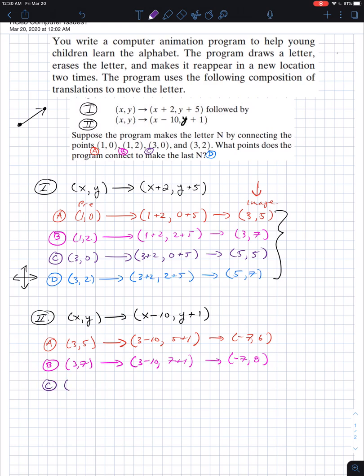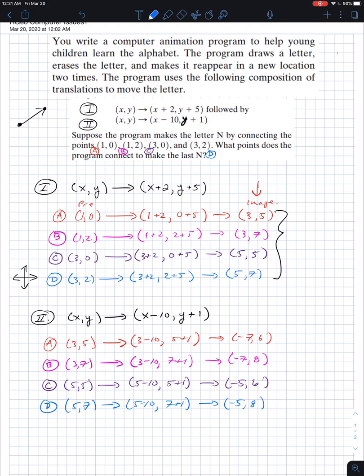So C, we have 5, 5. And that's going to be 5 minus 10, and 5 plus 1, and then we get negative 5 comma 6. And the last one we did in blue, so we'll finish off in blue here, and that will be 5 comma 7, and that's translated again: 5 minus 10 and 7 plus 1, and that gives us negative 5 comma 8.